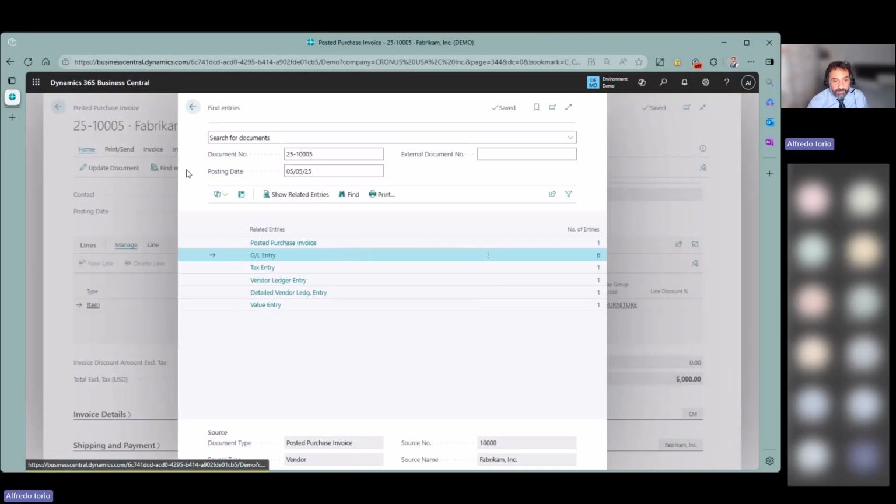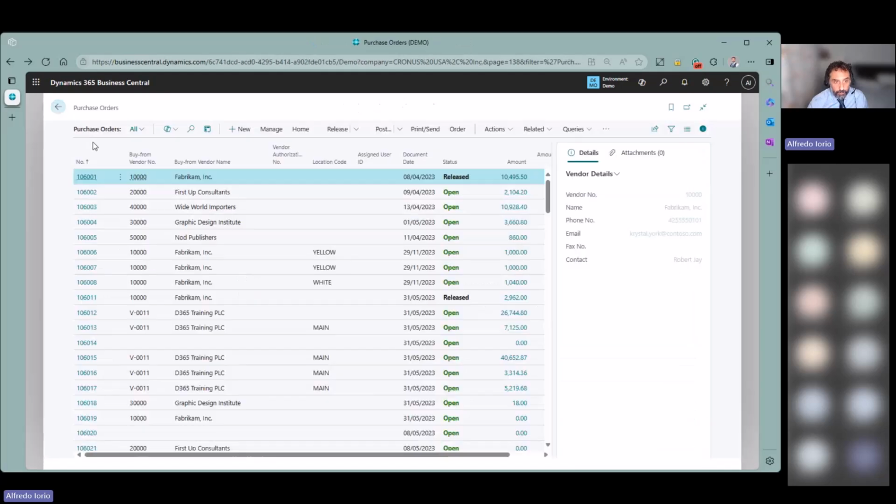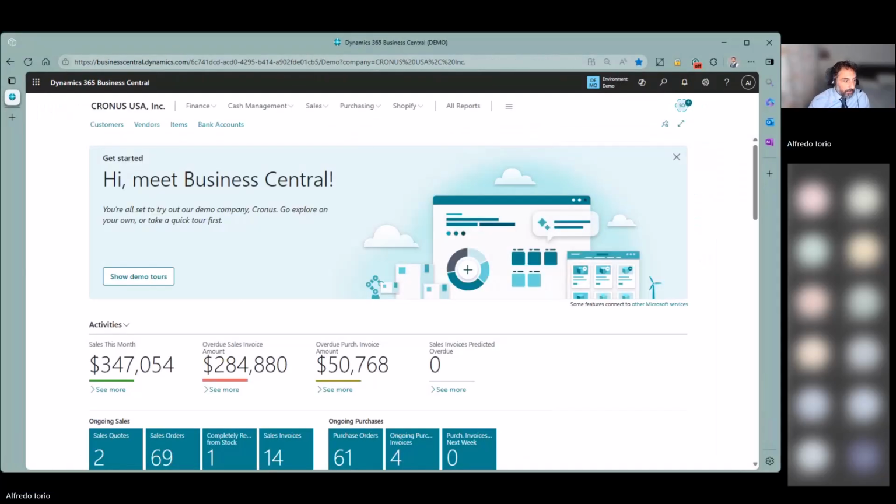So on the sales side is exactly the same thing. I'm not going to repeat the exercise again because it's exactly the same thing, right? So this is about expected cost posting. The next one is about direct and indirect costs, where things get a bit more complicated.